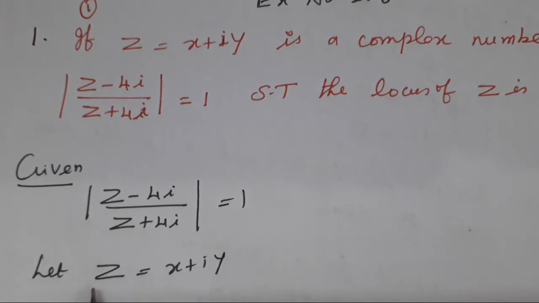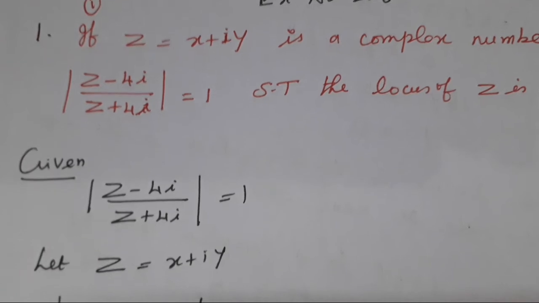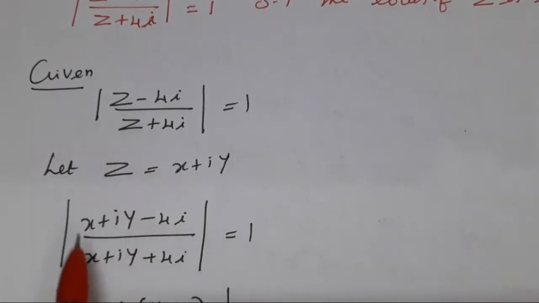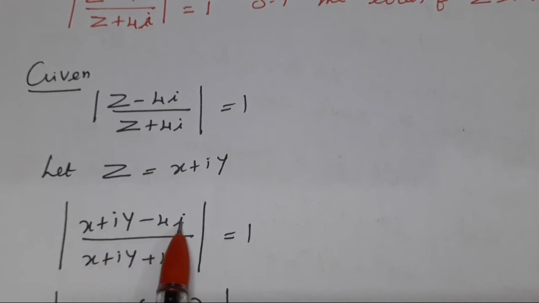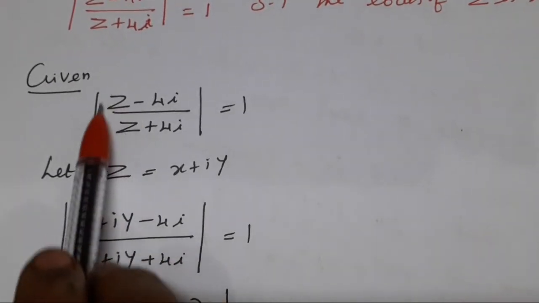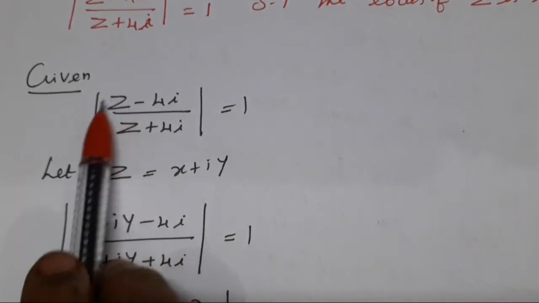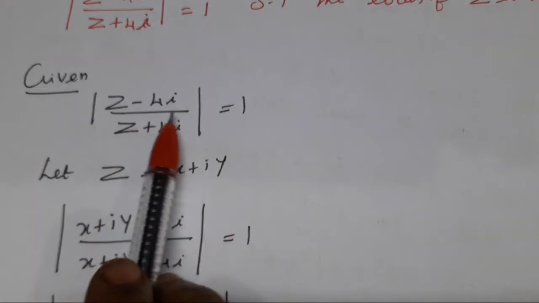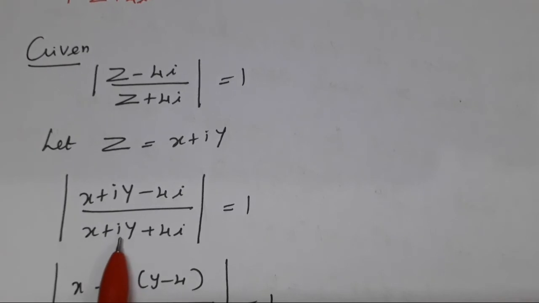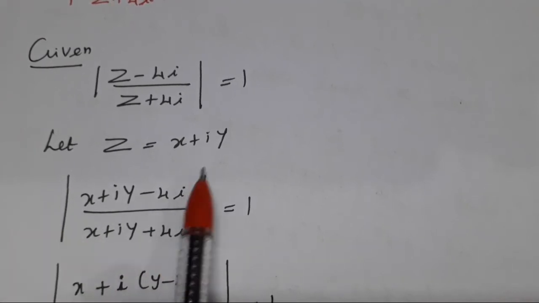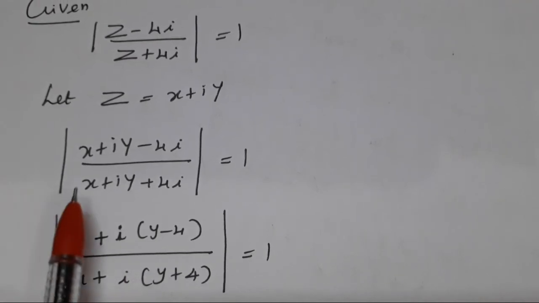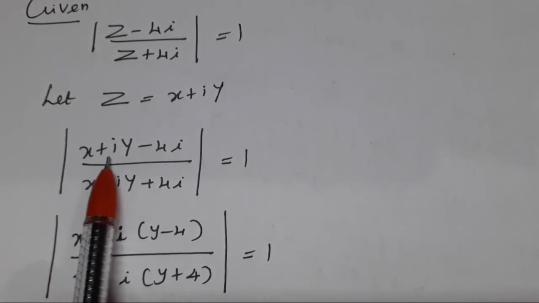What is our z? Z equals x plus iy. So what is the modulus value? Instead of z you substitute x plus iy, so modulus of (x plus iy minus 4i) divided by (x plus iy plus 4i) equals 1. Rearrange the real part as well as the imaginary part. X plus, taking i common, what happened?